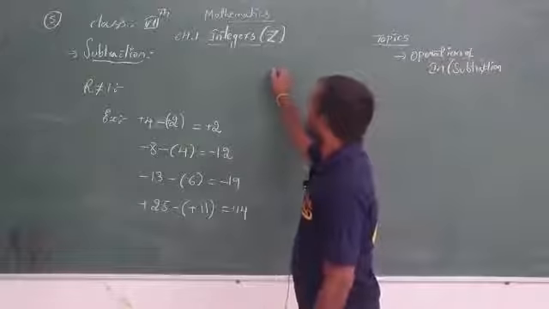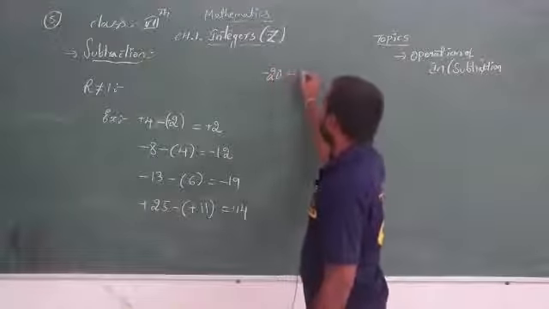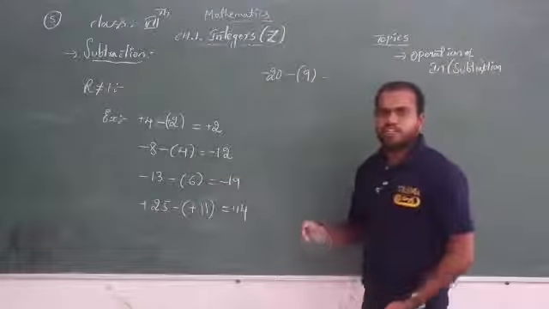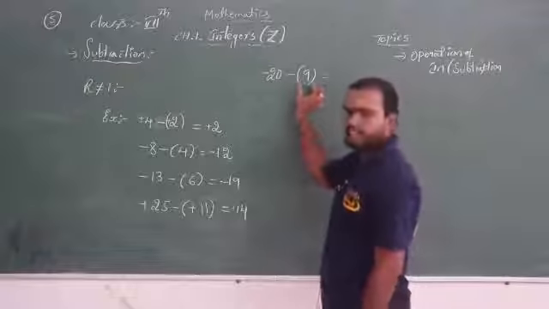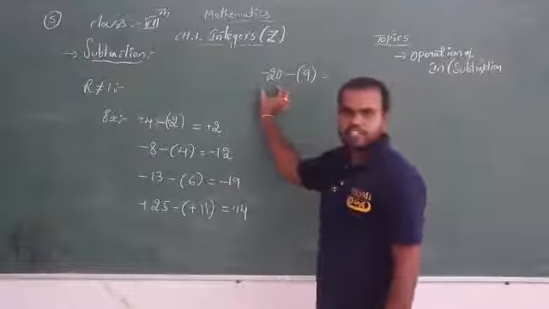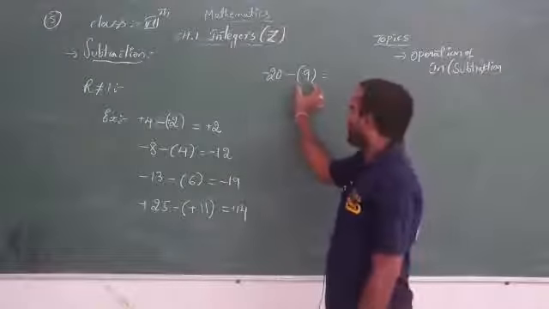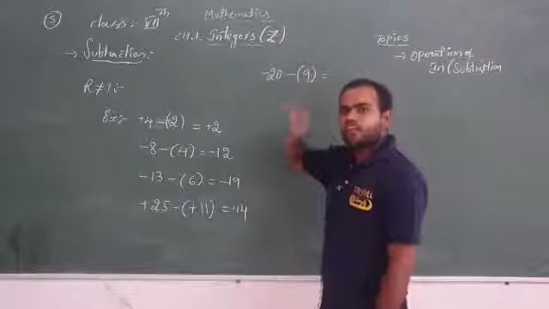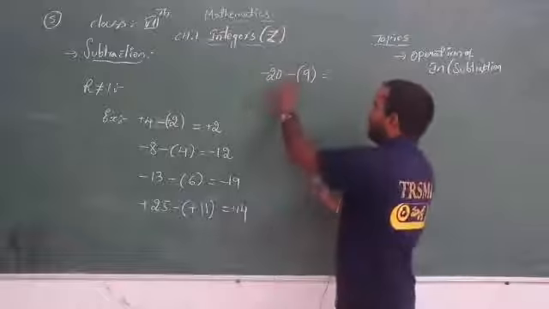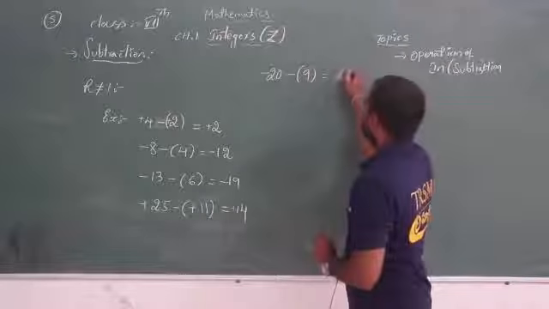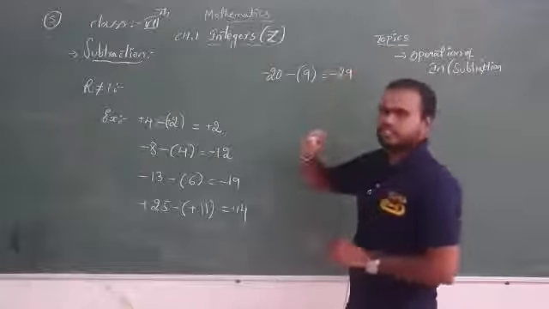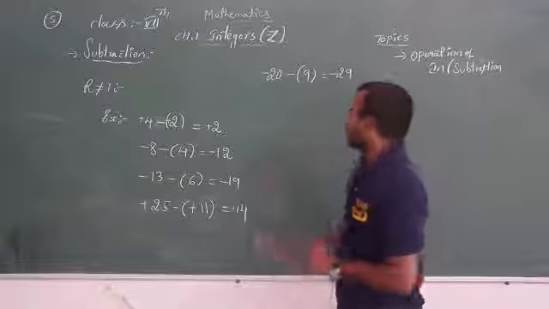I am taking minus 20 and 9. Okay, so now what am I doing here? I am subtracting a positive integer from a negative integer. If you are subtracting the positive integer from a negative integer, what do we have to do? We have to add the integers. So it means 20 and 9, so it is nothing but 29. And which sign do we have to take? We have to take the minus sign. Okay, now see one more example.